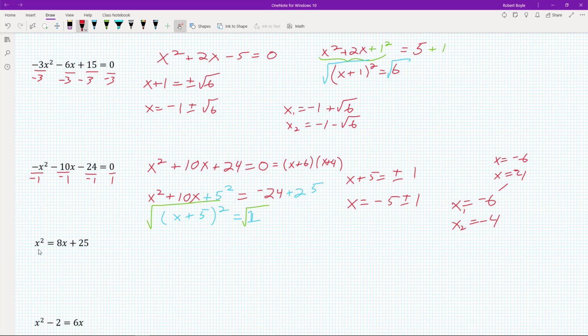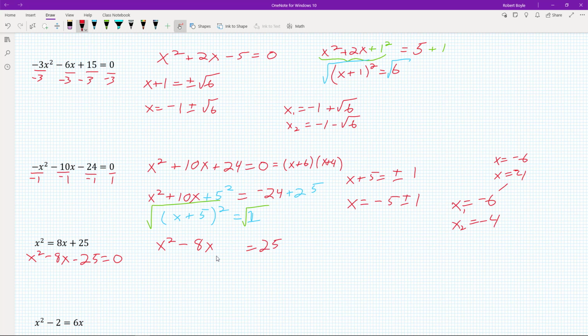And here we have x squared equals 8x plus 25. First thing we want to do is put this in standard form. And that would be x squared minus 8x minus 25 is equal to 0. Now step 1 is to divide the entire equation by the leading coefficient. Since the leading coefficient is 1, we don't need to do that. We can go straight to step 2, which is to move the constant term to the other side. And that will give us x squared minus 8x is equal to 25.